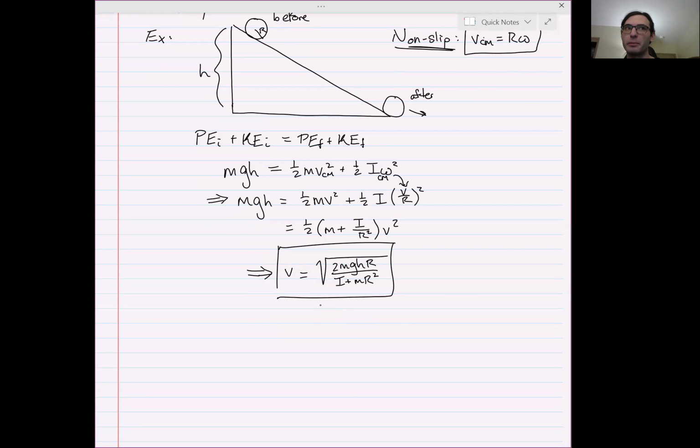It depends on how much mass it has and where that mass is. But what we can say is that if the moment of inertia is large, then v is small. And what that implies is that the translational kinetic energy has less of the total energy.